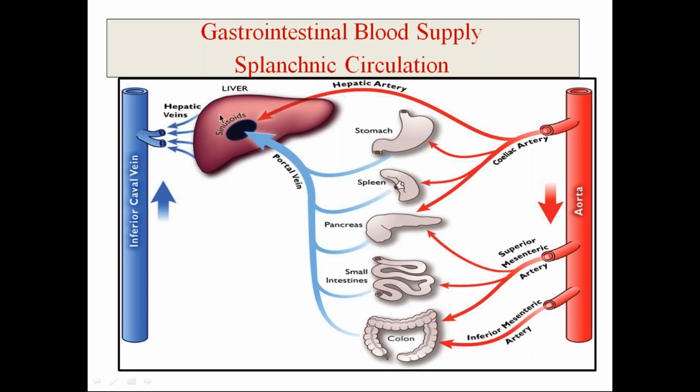The portal vein flows into the liver, and in the liver the sinusoids remove the toxic metabolites and toxic substances present there, and then by means of the hepatic veins it flows into the inferior vena cava, right? And of course the liver is supplied by the hepatic artery.